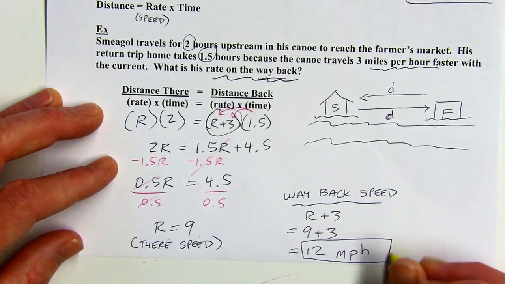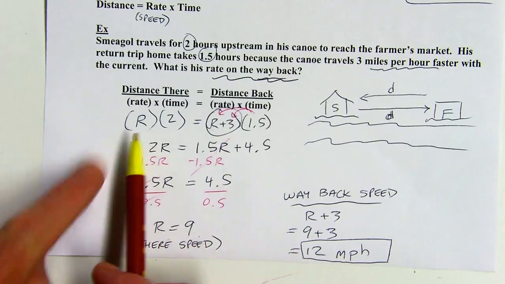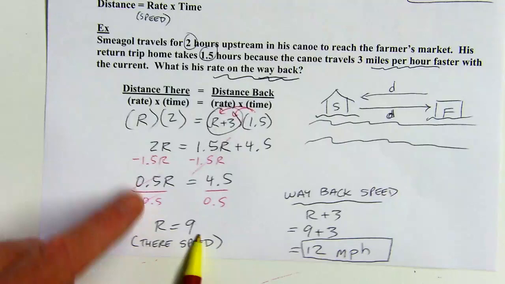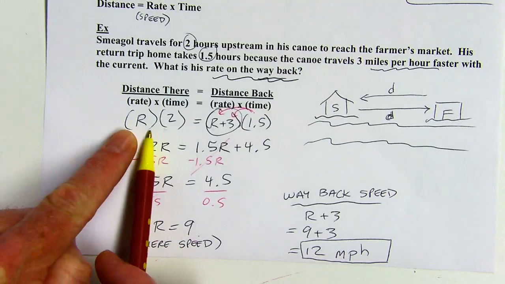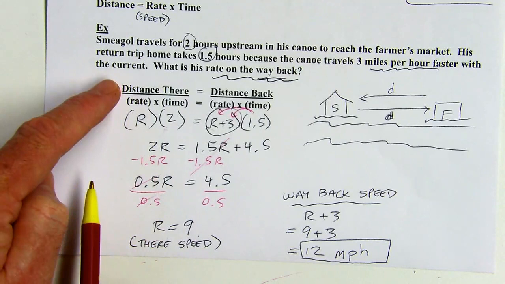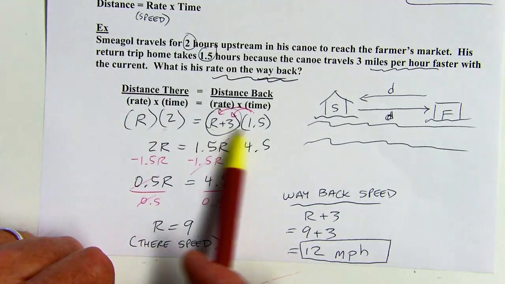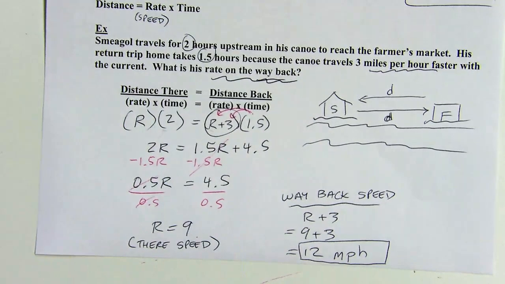Okay. And you could try plugging in the 12. Plugging in 9 for R, you'd get 18 over here if you multiplied. So the distance there is 18. And if you plug in 9 over here, you'd have 12 times 1.5, which is also 18. So those distances come out the same. Okay. So there's a lot going on in that problem.